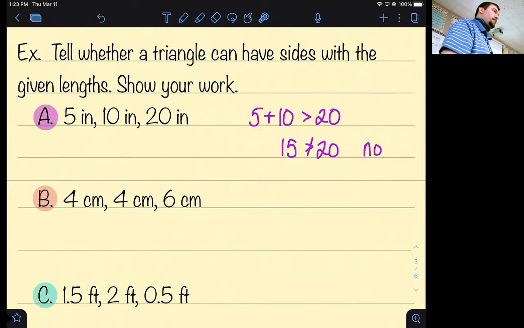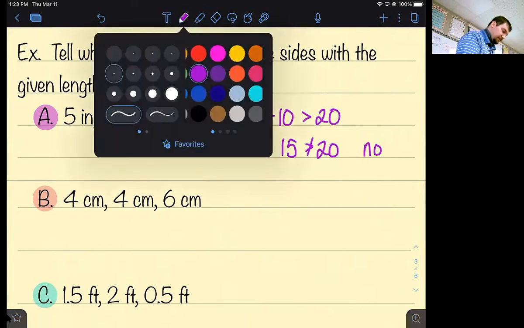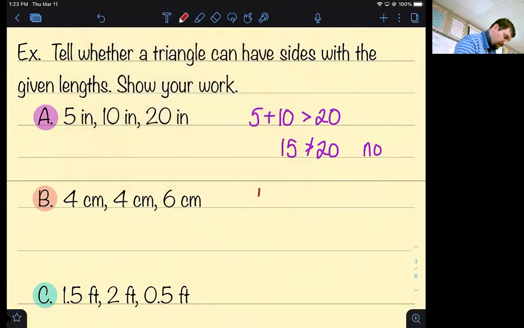Riley. Okay, Riley, what are my two short sides? 4. Okay.